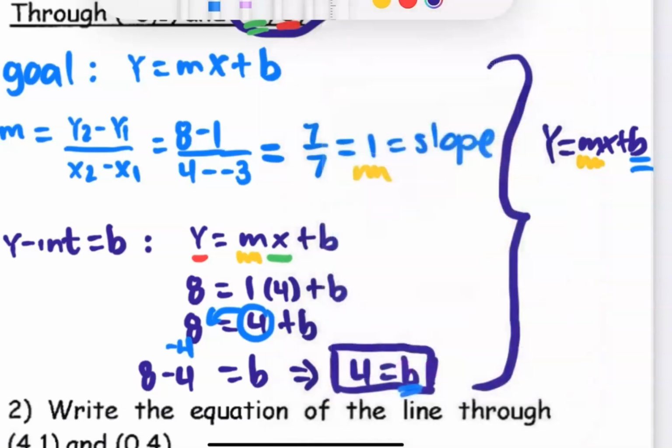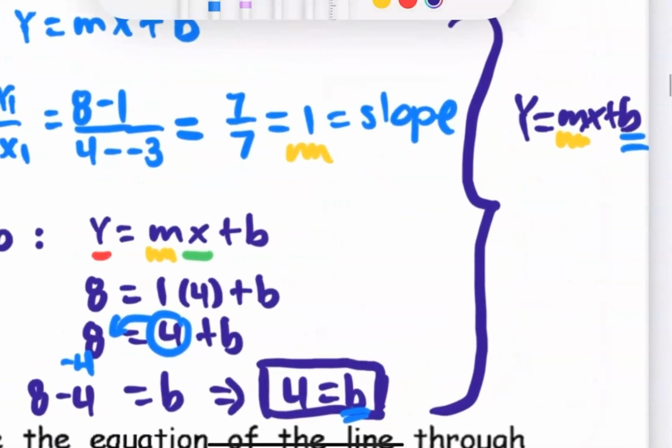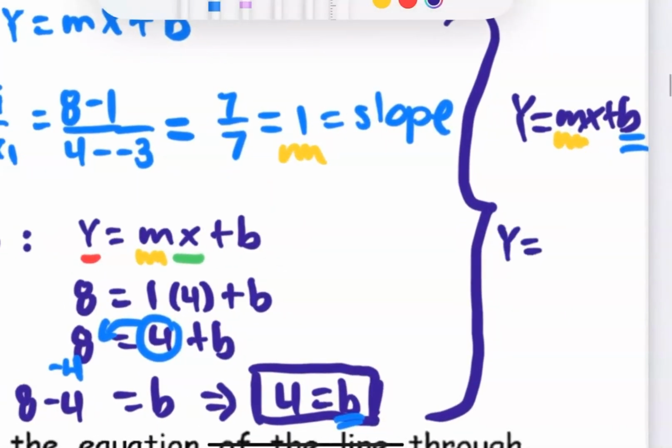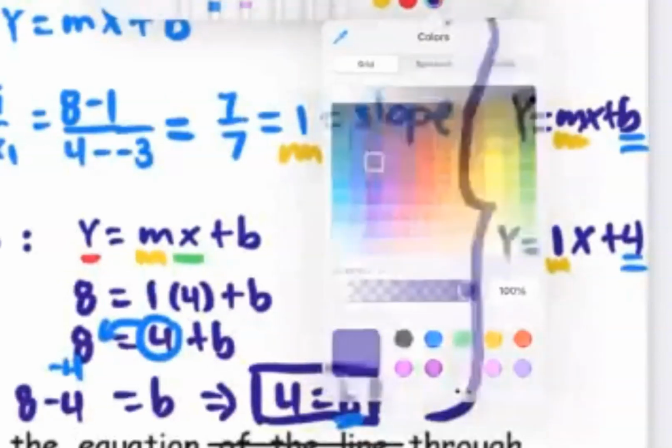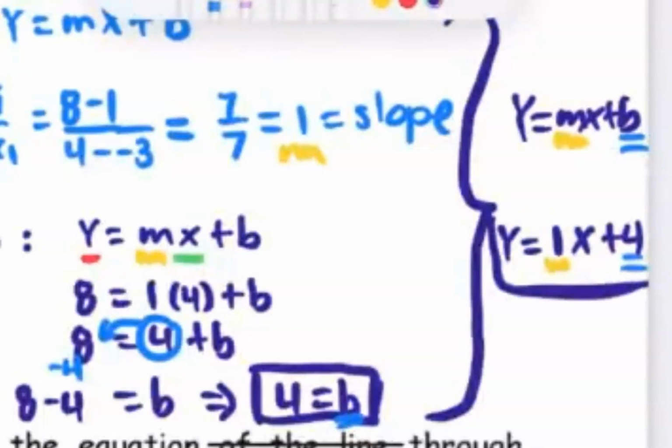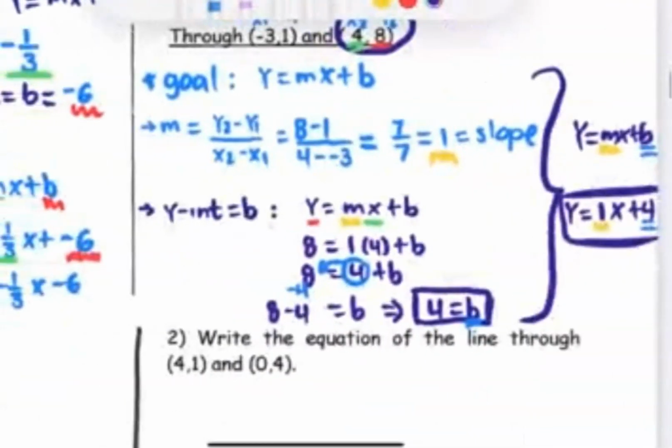Again, I'm going to go ahead and plug in my stuff. Y is equal to m, which is 1, x plus b, which is 4. Just showing you this is m and this is b. So since that is my answer, I can go ahead and box it, and I am done with that one question.